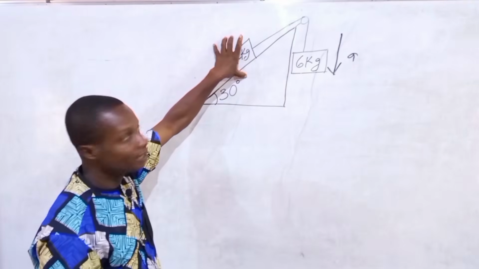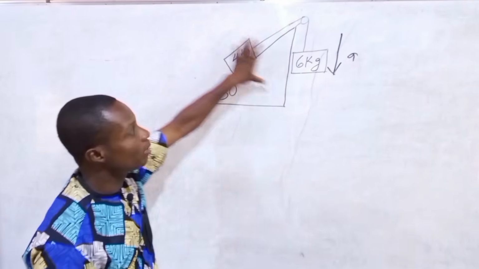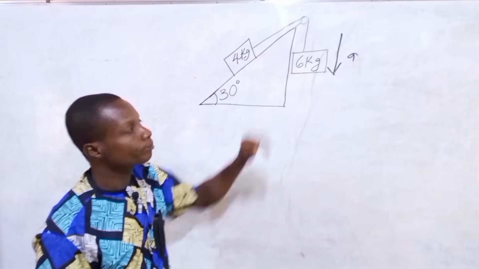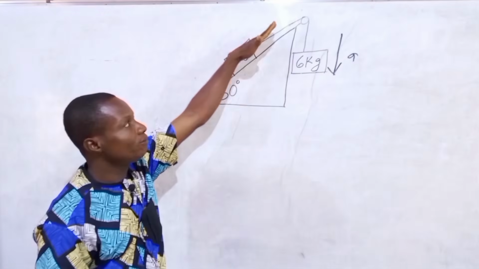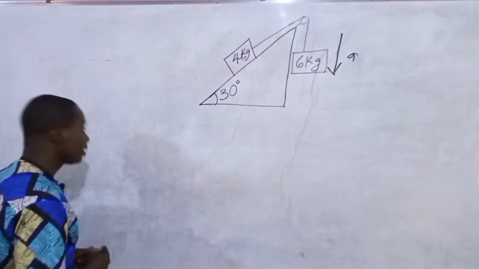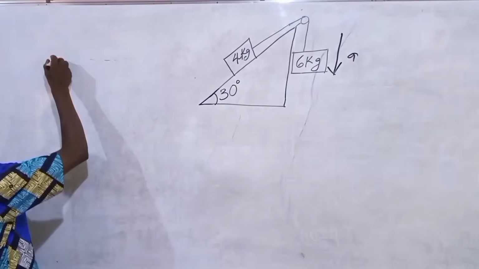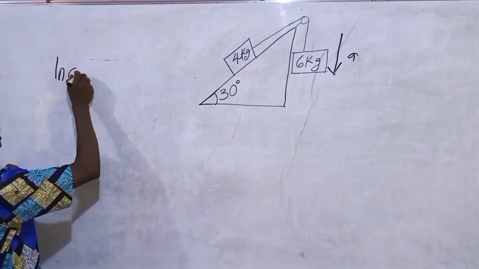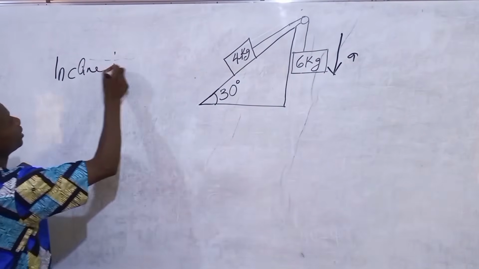This is a mass. The mass is exerting a force here, while this one is exerting a force around this way. So there are two planes here. We have the inclined plane and the vertical plane. So let us start by resolving along the inclined plane.